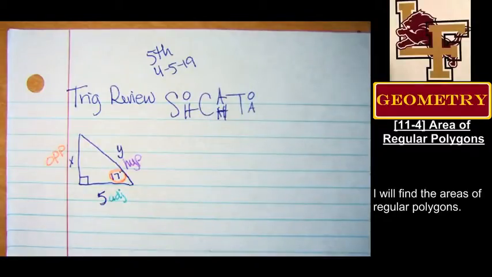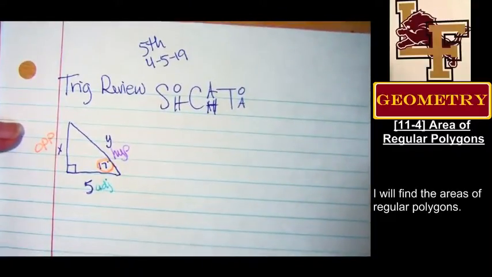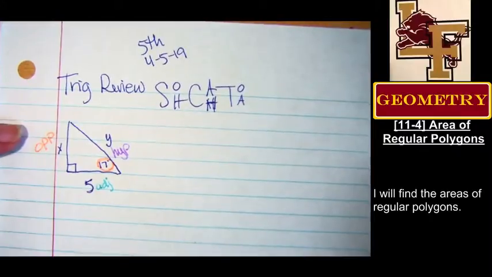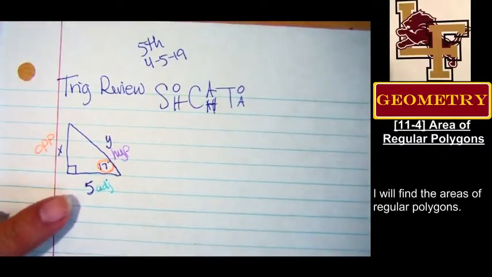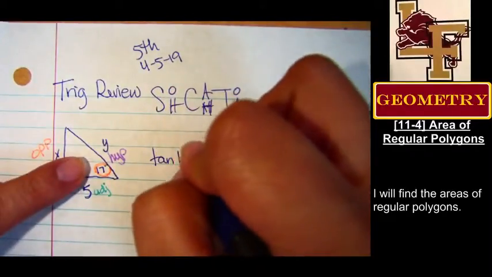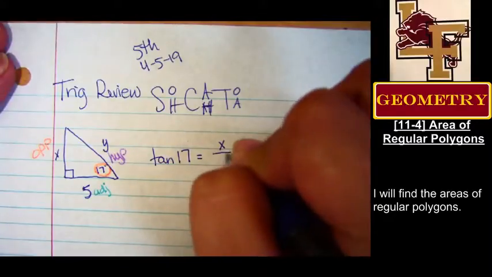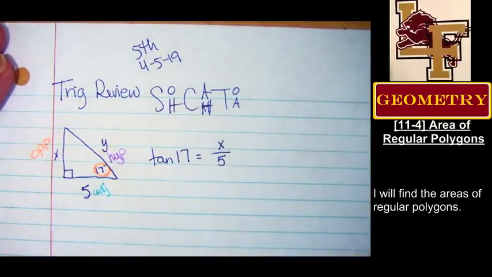All right, if I want to get information about the opposite, which of my trig functions do I have information for? Tangent. I have tangent because I have information on opposite. It's a variable, which means it's information. And adjacent, I have an actual number. So the tangent of my angle equals the side opposite the angle divided by the side adjacent to the angle.